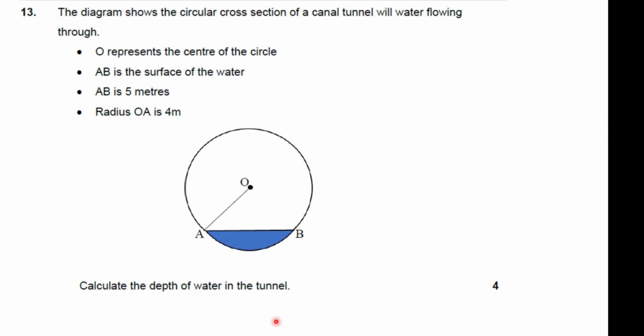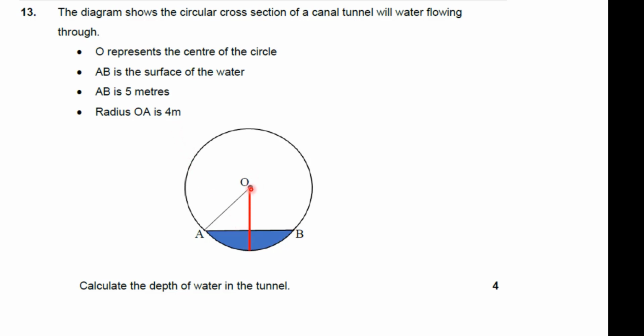And on to the last question. It says we've got a canal, in the shape of a circular cross section. AB is the surface of the water. We know that it's 5 meters across. The radius of the canal is 4 meters, OA. So what we're going to do is work out that distance. Well, we know that distance already. It has to be a radius. It's going to be 4.